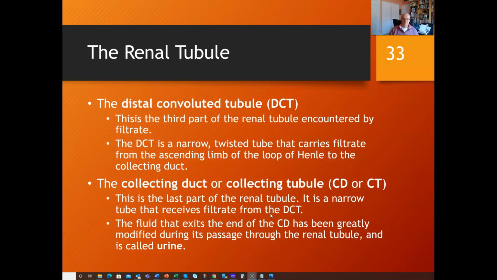It's almost urine then. The water content and salt content and hydrogen ion content can be adjusted in the collecting duct, but once it's been adjusted, it's urine, and it remains the same from the time it leaves the end of the renal pyramid till the time you pee it out.